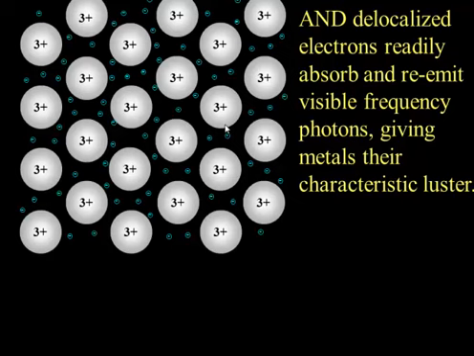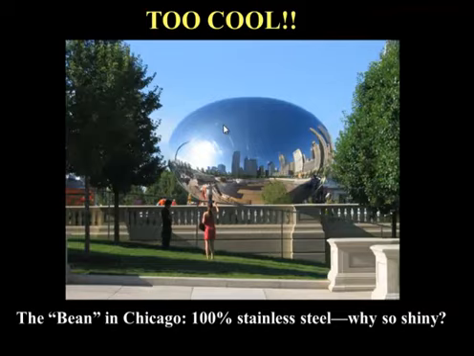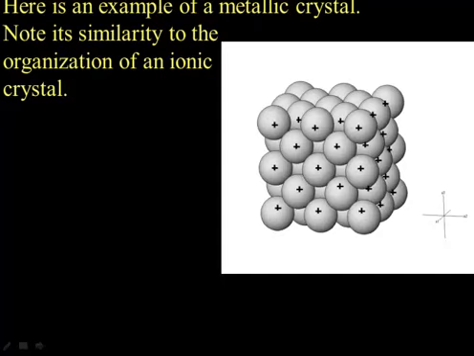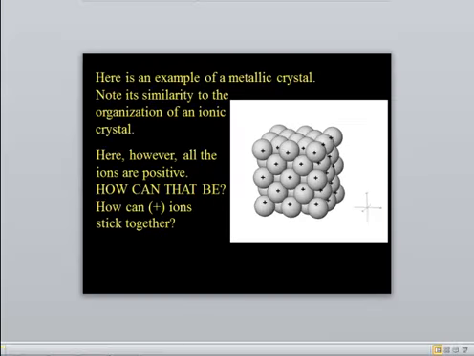The other thing is that delocalized electrons can readily absorb and re-emit all frequencies of light, including the visible spectrum. So metals have a very shiny character, luster. And you can see here this very famous Chicago sculpture, the Bean, which is made of 100% stainless steel. Now you understand, you can answer the question, why so shiny? So we finish with this animation.